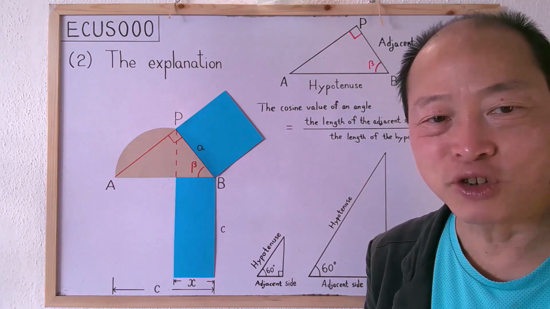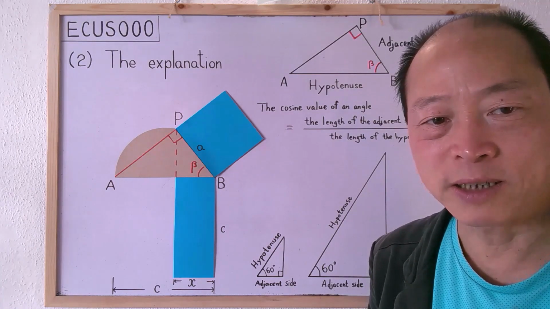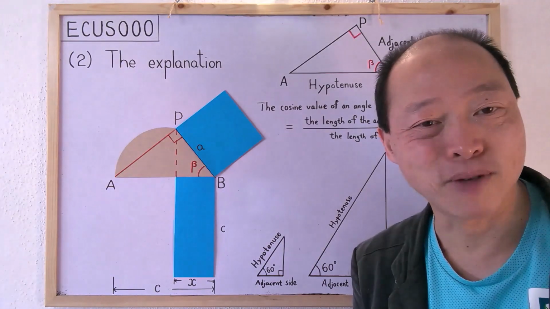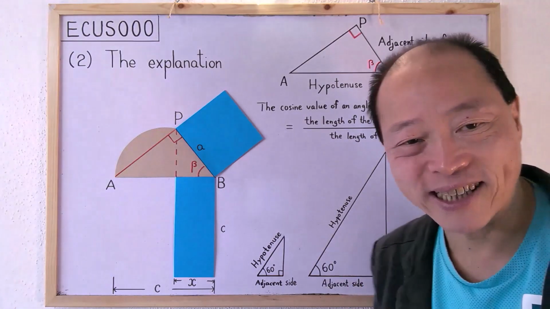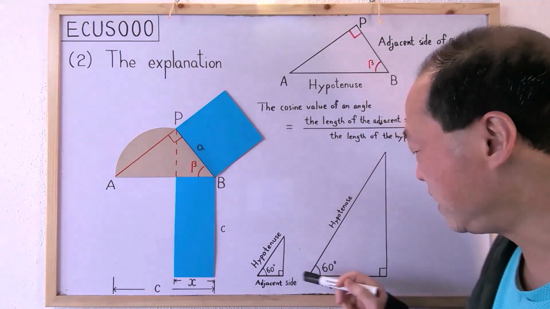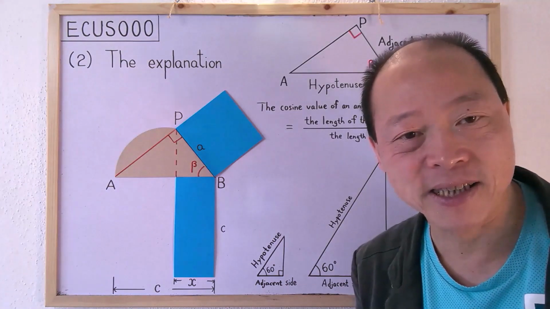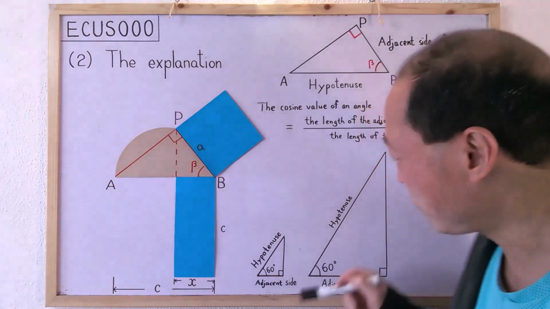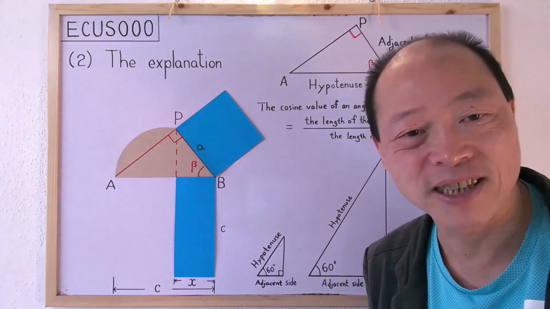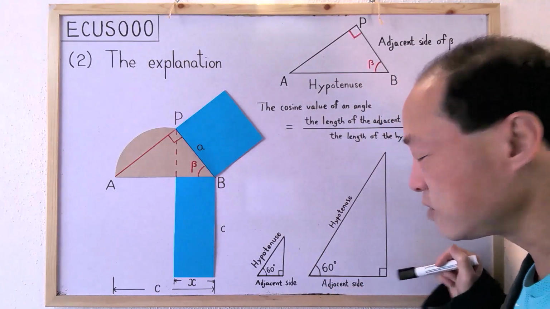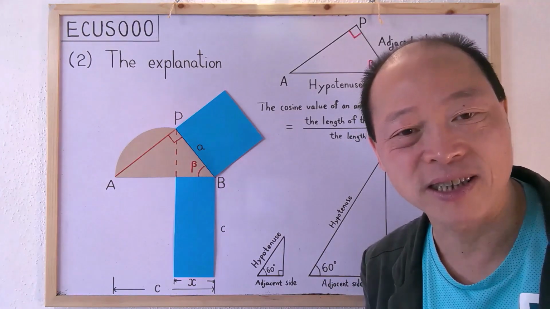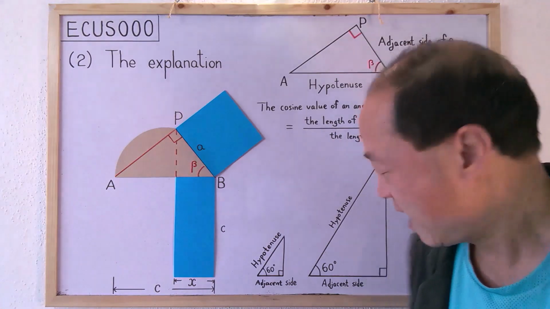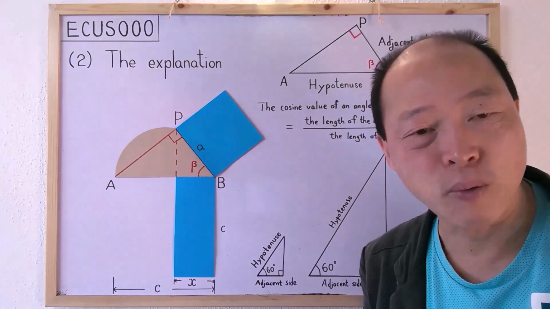The value of the division is 0.5. What does it mean? It means that if the adjacent side is 5 cm long, the hypotenuse has to be 10 cm long. If the adjacent side is 8 cm long, the hypotenuse has to be 16 cm long. If the hypotenuse is 600 cm long, the adjacent side has to be 300 cm long. If the hypotenuse is 2 meters long, the adjacent side has to be 1 meter long.